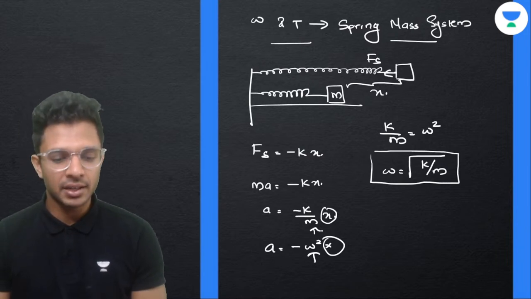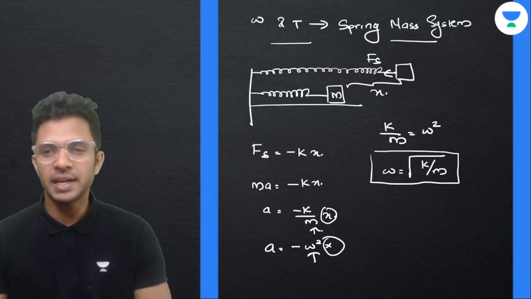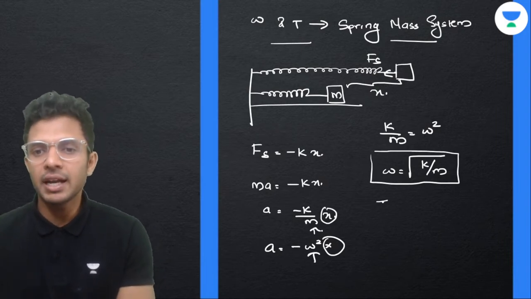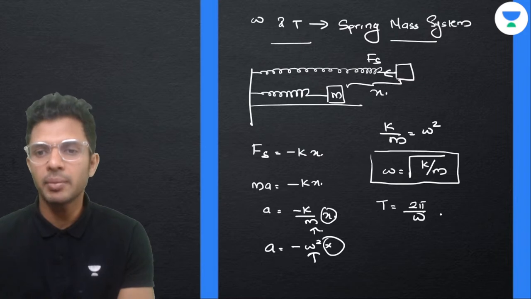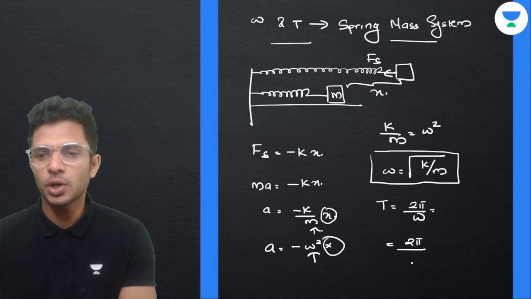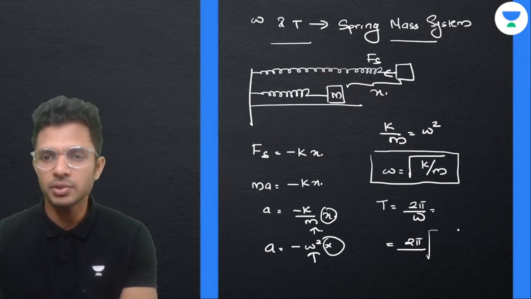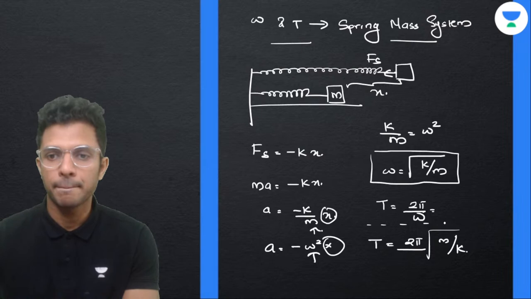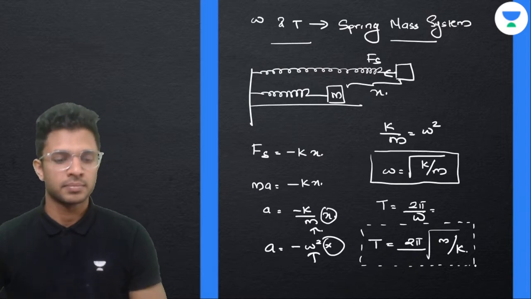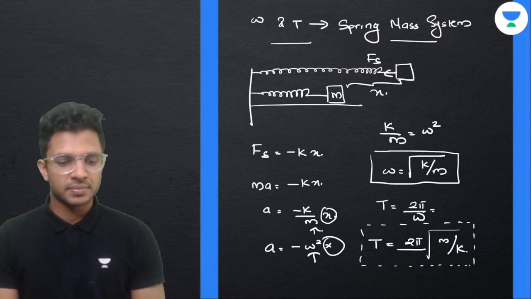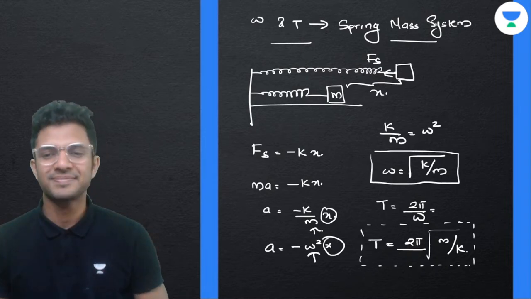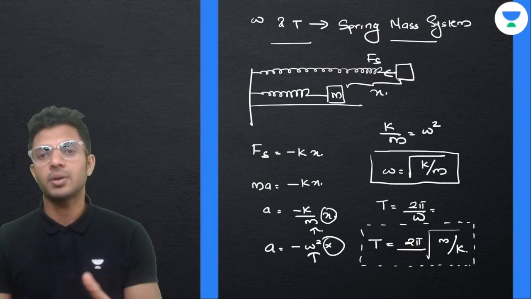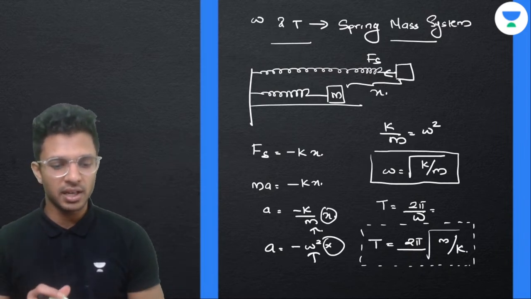So we got omega. Now that we have the value of omega, what is the formula for the time period? 2 pi by omega, which is equal to 2 pi by root of k by m. That m will be going up, so we can write the final formula as 2 pi root of m by k. Okay, good, awesome. We got the time period formula for a spring mass system, which is very, very, very important.